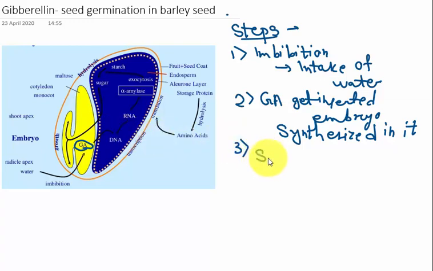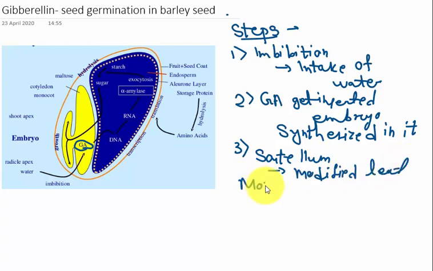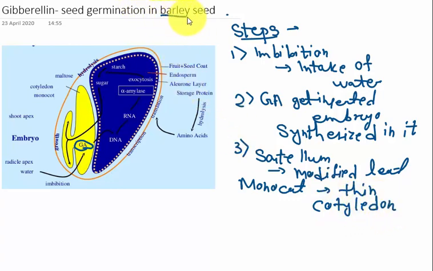So what is the scutellum? The scutellum is nothing but what is called a modified leaf. In the case of monocots, it is called a thin cotyledon. So the barley seed is a monocot, and in this case it is a thin cotyledon. By the help of the scutellum, this gibberellic acid gets into the endosperm.